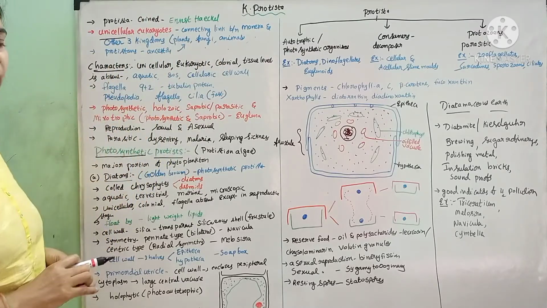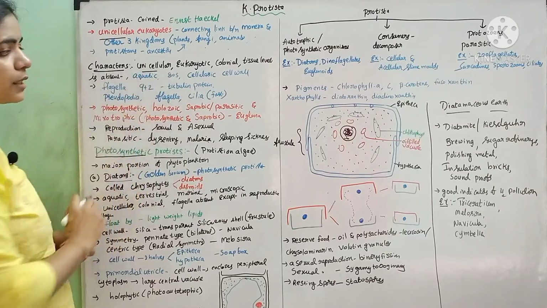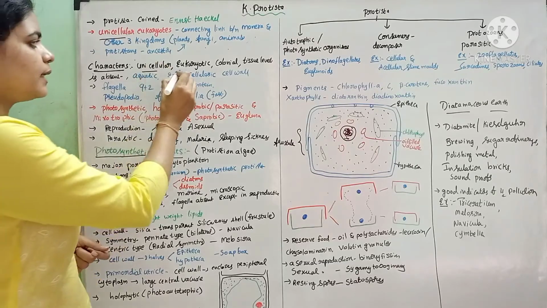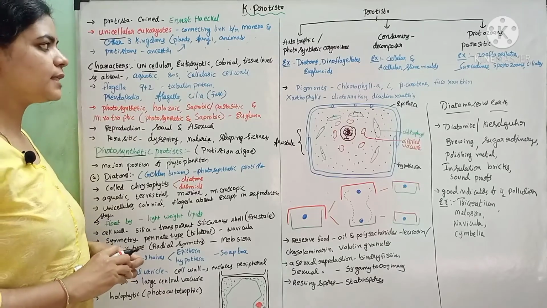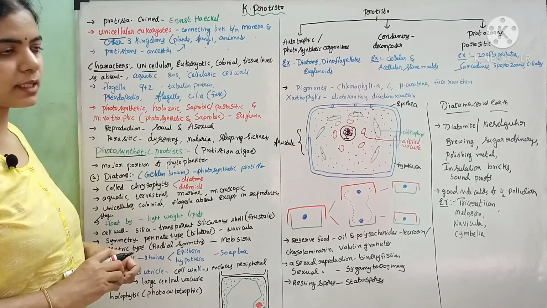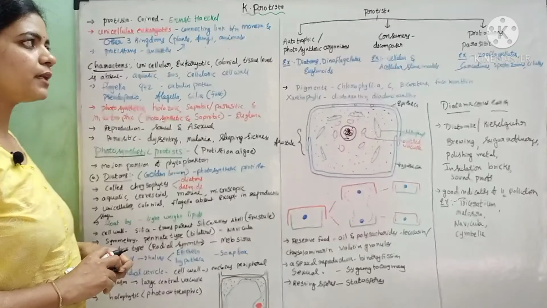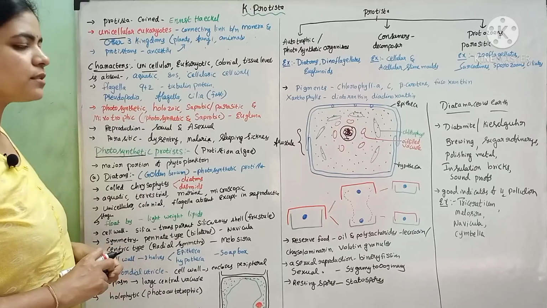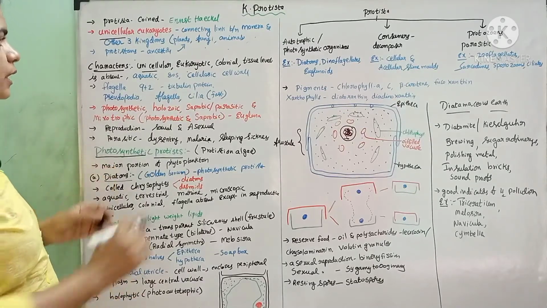You see the general characters of kingdom Protista. These are unicellular, means the body is made up of a single cell, and the cell is eukaryotic. Eukaryotic means they consist of all the cell organelles, that is the nucleus is surrounded by nuclear membrane and they consist of remaining cell organelles like lysosomes, endoplasmic reticulum, Golgi apparatus, mitochondria, all are present, which are absent in prokaryotes.